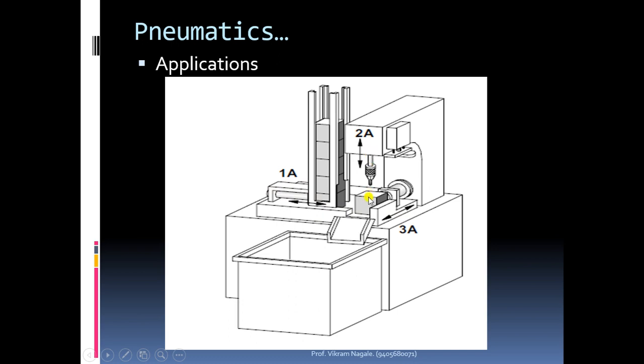Then you can say B minus, sorry, A plus, B plus, then B minus, then C plus, then you can say A minus and C minus.